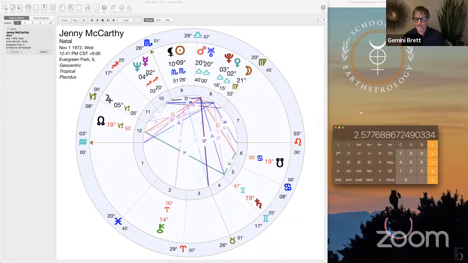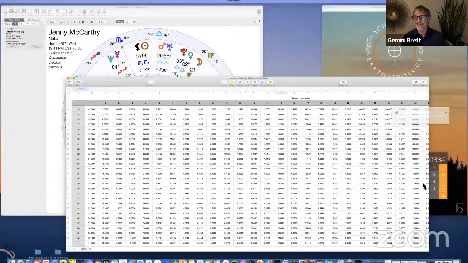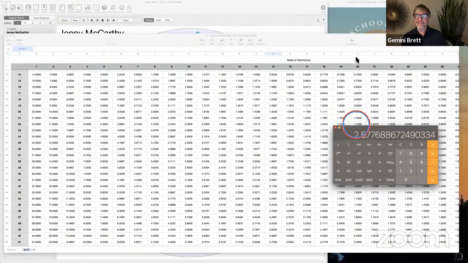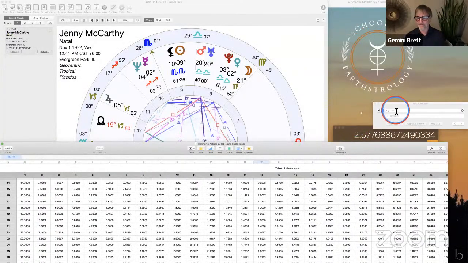I have been working away on this nerdy spreadsheet, by the way, which allows me to do a little search for a number like 2.577.